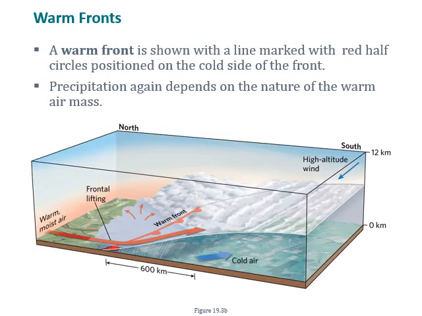A warm front is shown here with the line marked with red half circles positioned on the cold side of the front. Precipitation also depends on the nature of the warm air mass. But in this case, we have the warm air mass and the cold air mass moving in the same direction, but with the warm air mass going above the cold air mass. This will always be the case, that warm air rises above cold air because cold air is more dense, as defined in our atmosphere lecture.